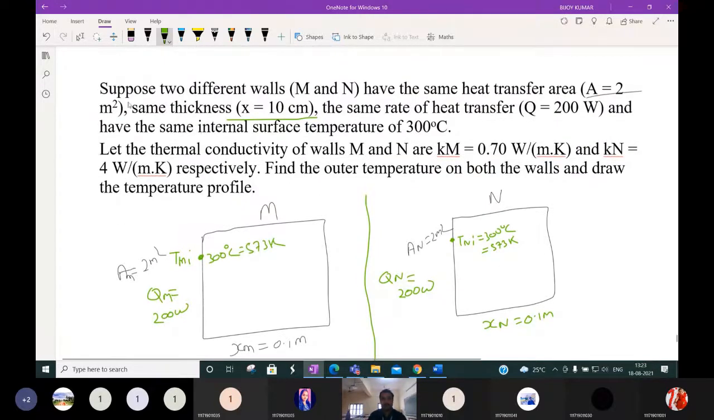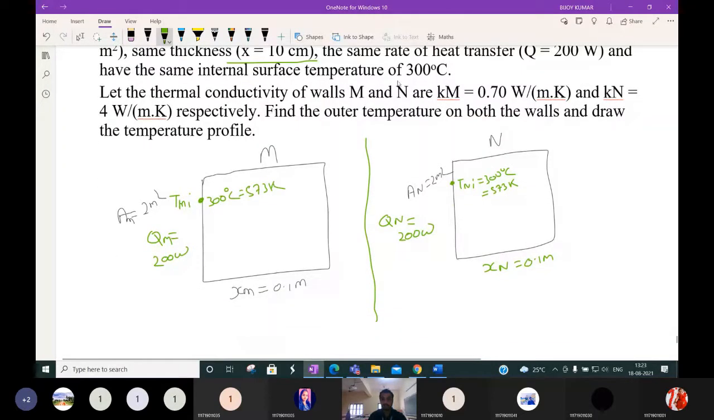Okay, please read the question once again. Suppose two different walls M and N have the same heat transfer area, same thickness, same rate of heat transfer, and have the same internal surface temperature. Let the thermal conductivities of walls M and N be as given. Km is given as 0.7, and the thermal conductivity of the N wall is given as 4 watt per meter Kelvin.